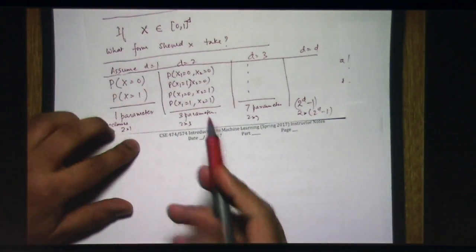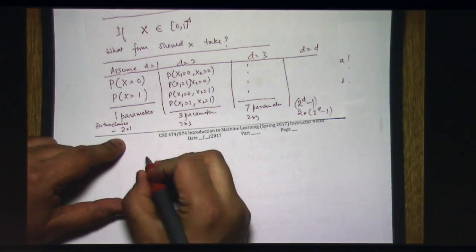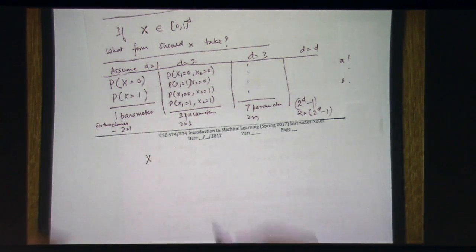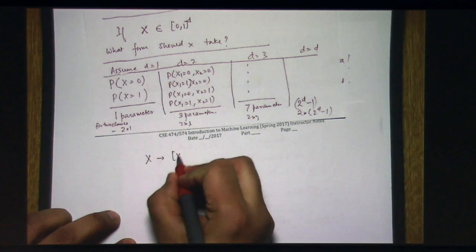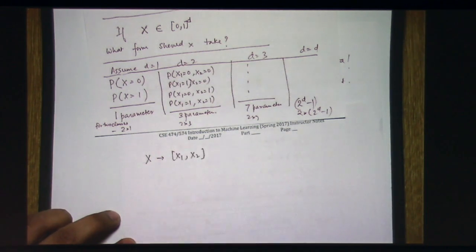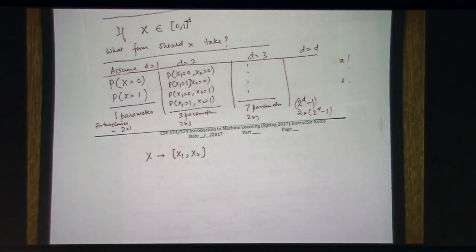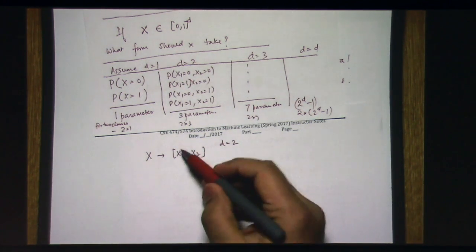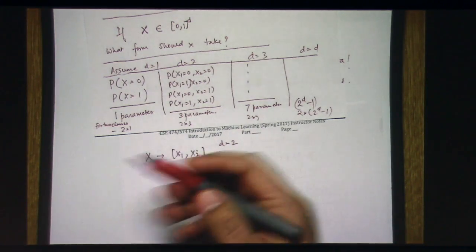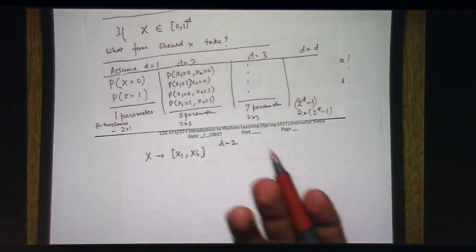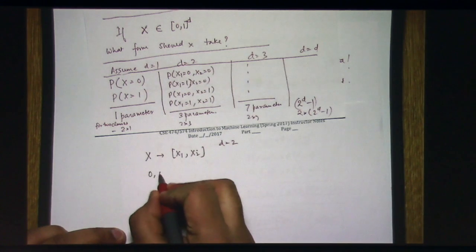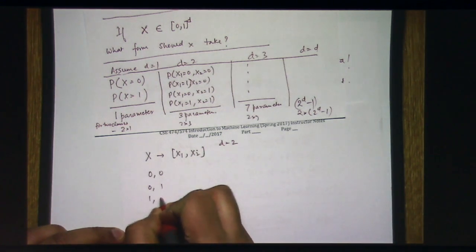Okay. So we have a random variable X, all right? X has two things inside, x1 and x2, right? So this is my random variable. Now, how many values can this random variable take? This is a discrete random variable, and each one of them is binary. So it can take 4 values: 0,0; 0,1; 1,0; 1,1.